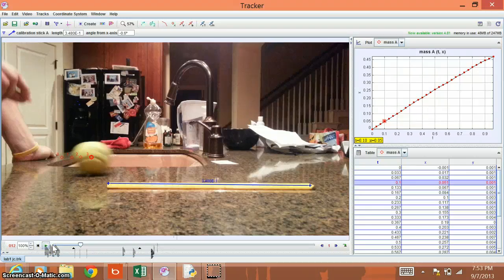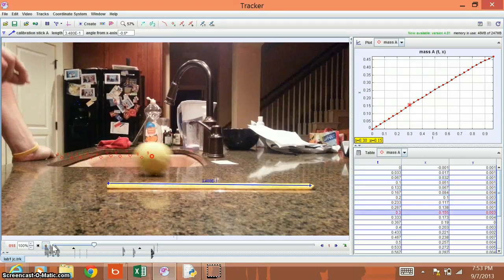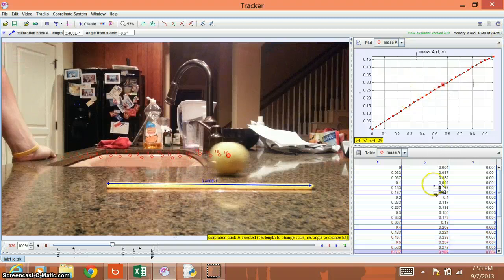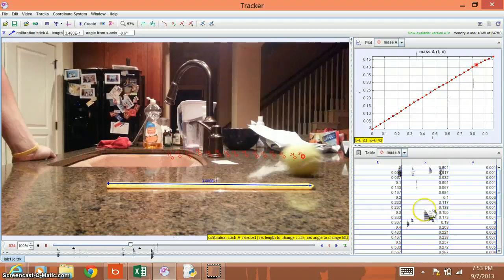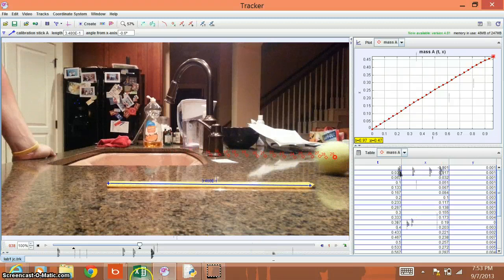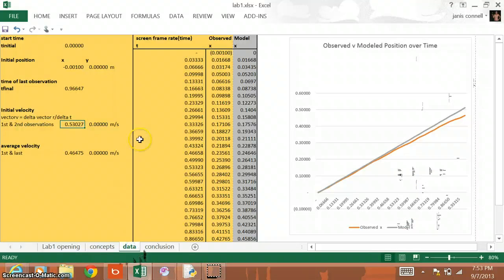Here we have the tennis ball going across the counter, and you can see the line graph is linear. You can see my time and x-axis data, and I'm going to take that and put it into my data. So my observations were my initial starting time was 0, initial position, and my last observation time was 0.96647 seconds. From that data, in the individual observations, I can calculate my initial velocity, and it was 0.53027 meters per second.